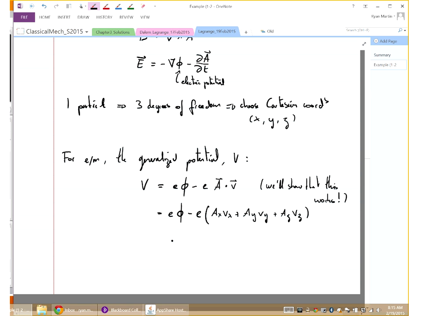And so remember, this is the generalized potential, so it must have something to do with energy. We can at least recognize the first term as electric potential energy, right? The charge of a particle times the value of the electric potential is the potential energy. It's just like mgh for gravity. It's the same thing for electromagnetism.